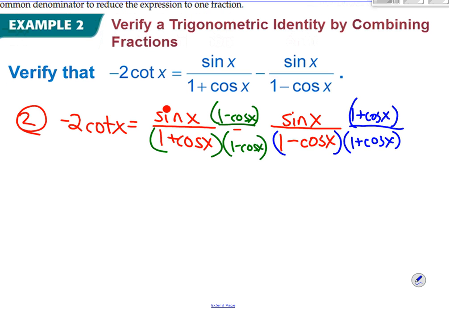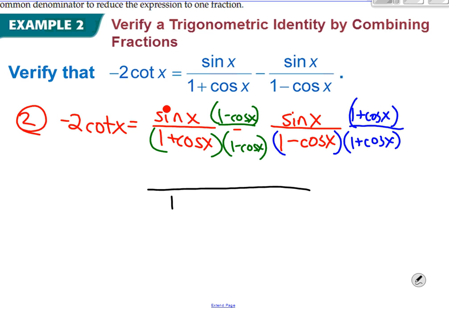And I'm going to get something kind of long here. So I think I'd like to just distribute through that and just give you a head nod right now. Do we all understand that I can write this as a single fraction with 1 minus cosine x times 1 plus cosine x as the denominator? Just give me a little head nod so we're good with that. Okay, so that's what I'm going to do.